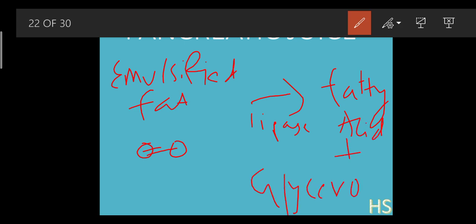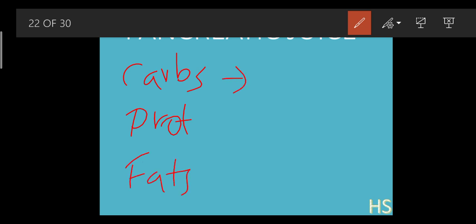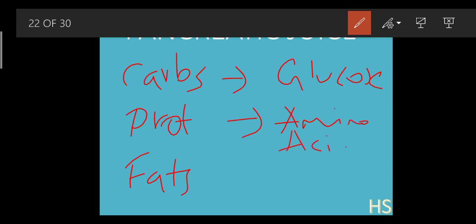What are fatty acids and glycerol? These are nothing but the smallest form of the fats. Okay, they are nothing but the smaller part of the fats. See, first understand: carbs, proteins, fats. The smaller parts of the carbs are glucose. The smaller parts of the proteins are the amino acids, and the smaller parts of the fats are the fatty acids or glycerol.